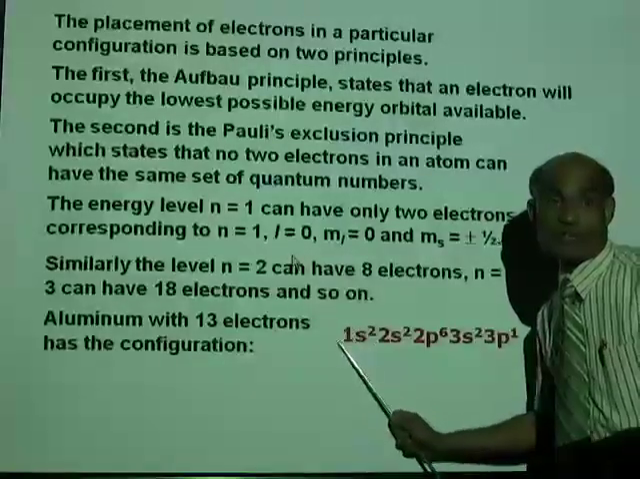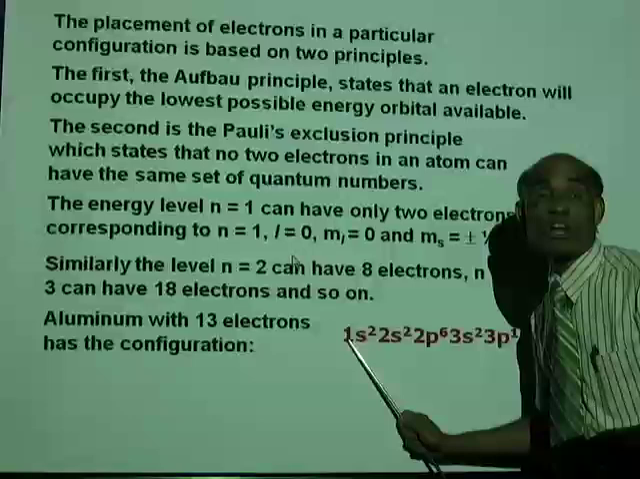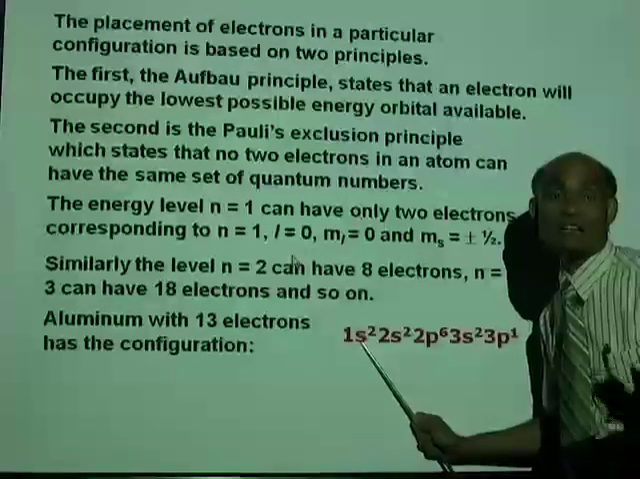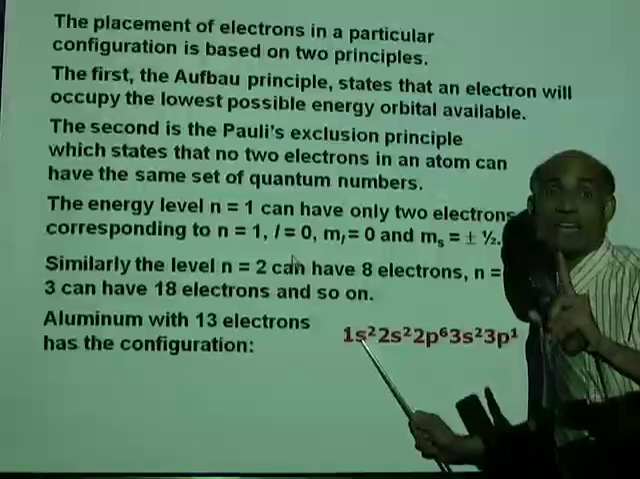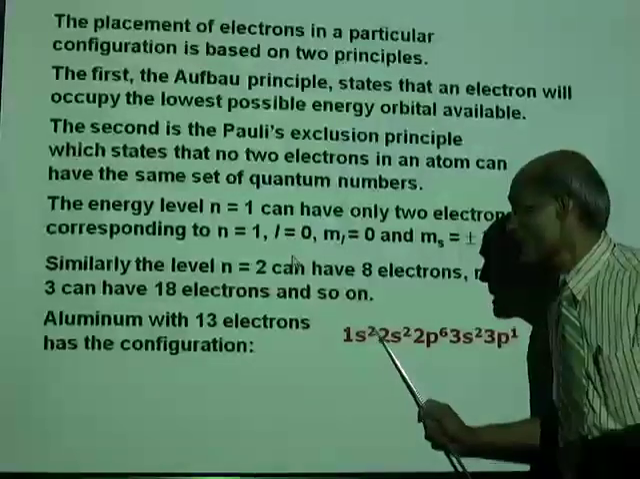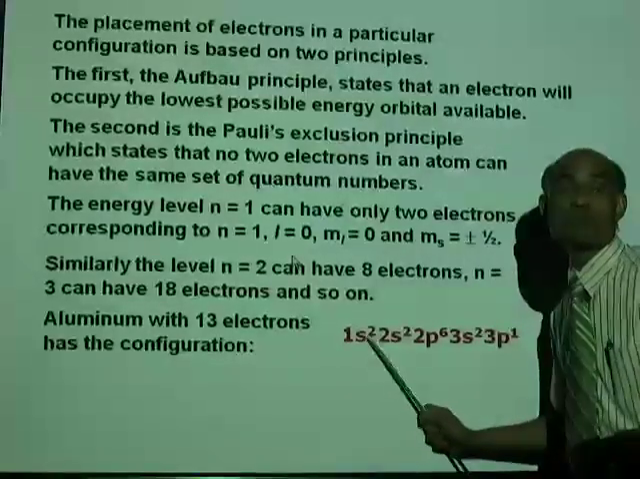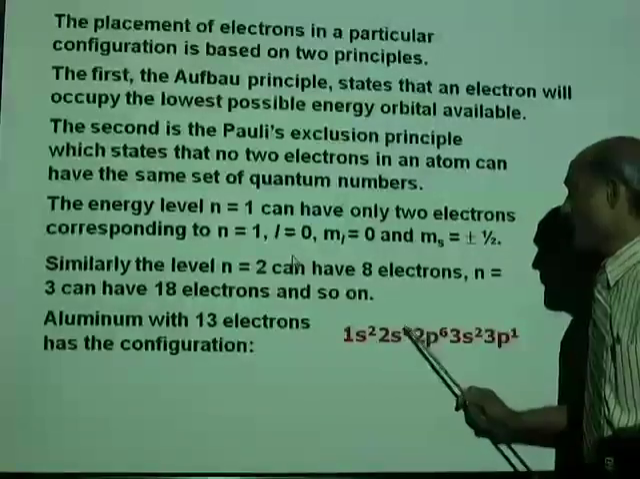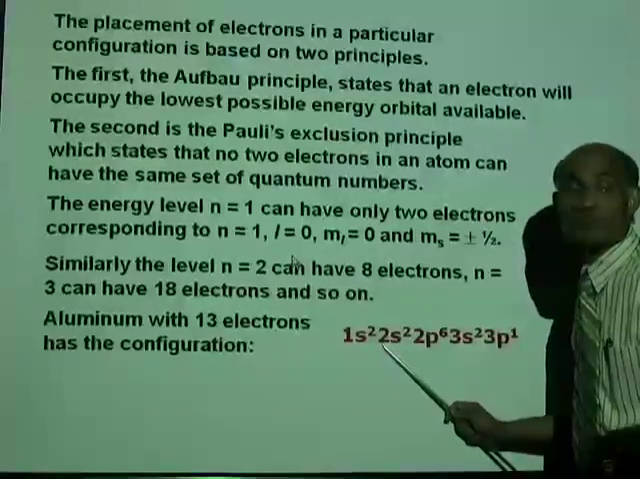First, the electrons will have to fill the first shell, n equal to 1. And n equal to 1 has only one subshell, that is s. And that subshell can have 2 electrons. So 1s2 means 2 electrons in the first shell. And then you go to n equal to 2.